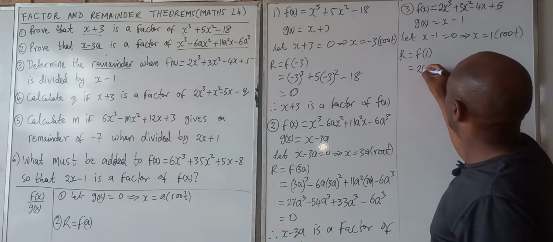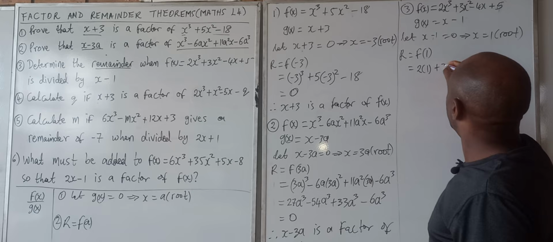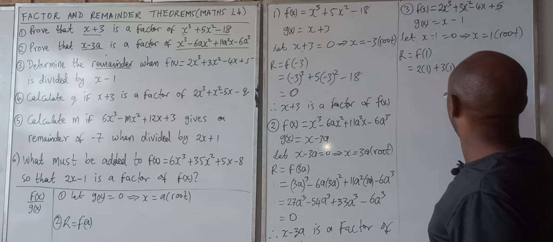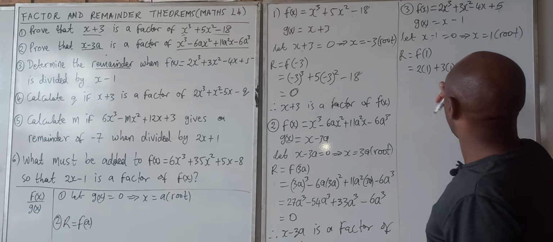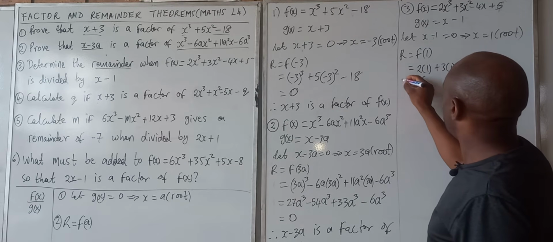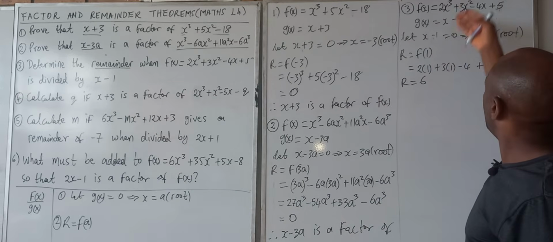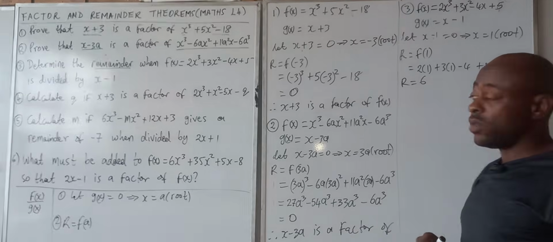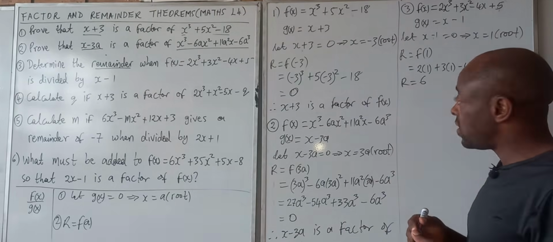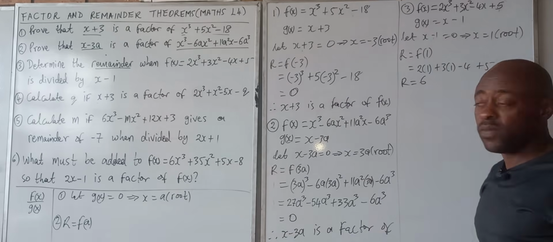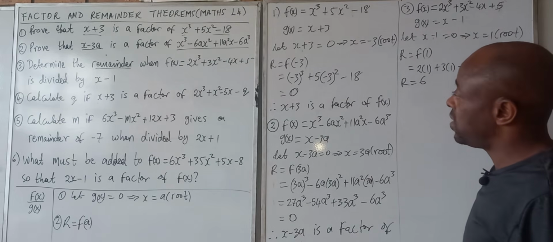So this will give me 2 into 1 plus 3 into 1 minus 4 plus 5. So if you do this calculation, this is 5 plus 5 is 10. 10 minus 4 is equal to 6. So you can therefore see your remainder when f of x is divided by x minus 1. So this time the remainder is no longer 0. So we can no longer declare that g is a factor of f because the remainder is not 0.